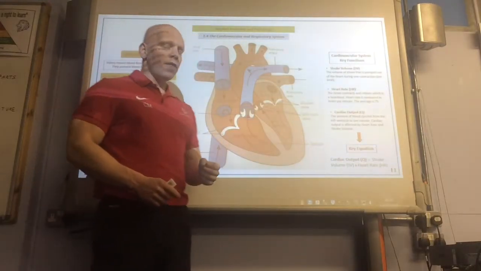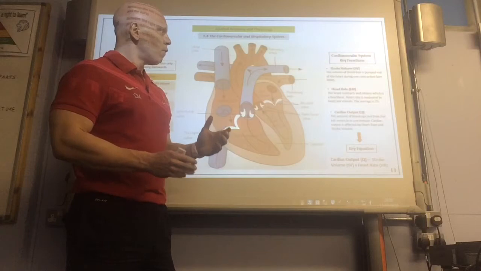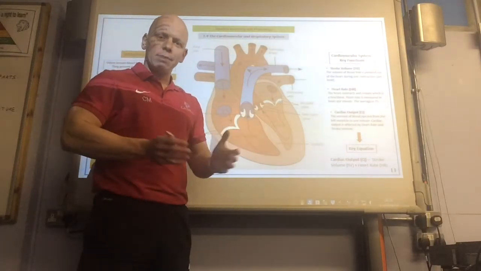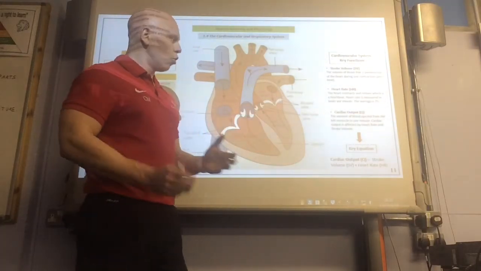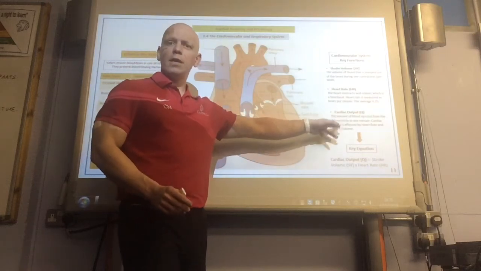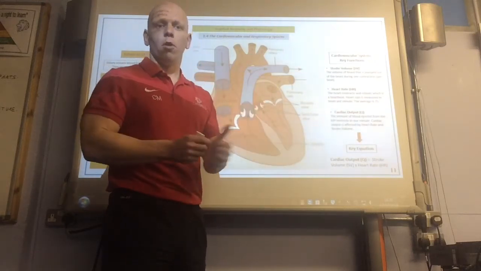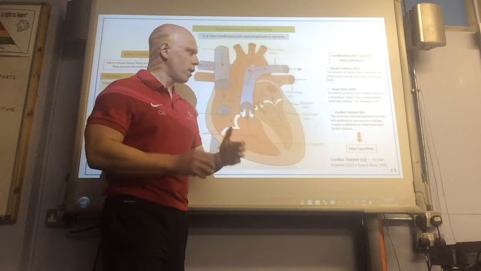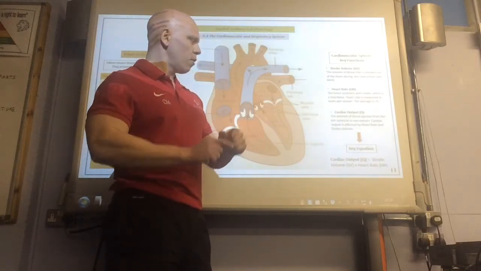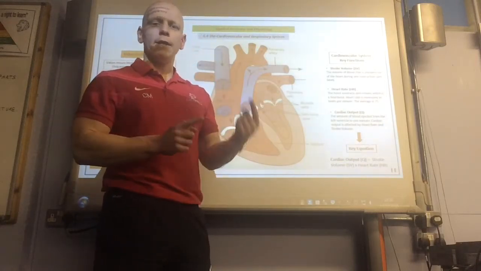Cardiac output, now that is the combination of stroke volume and heart rate times together. So whatever they equal, that gives you your cardiac output. Now the GCSE, they know that as Q. Don't know why, but that's what they're referring to it as, Q. Okay? So your cardiac output is the overall of heart rate times stroke volume.